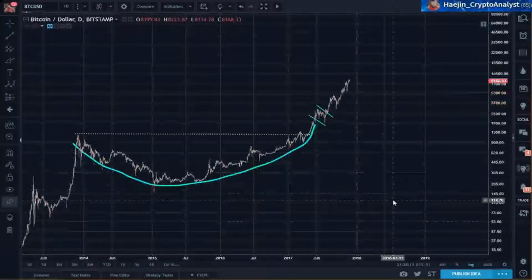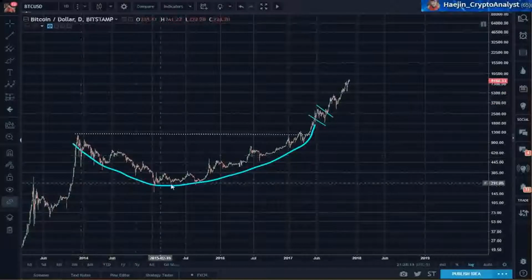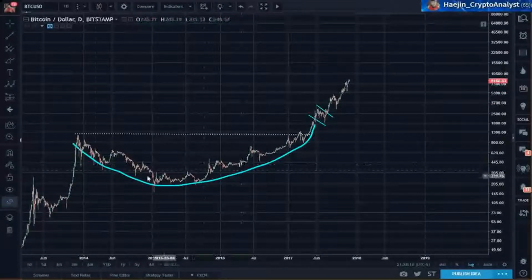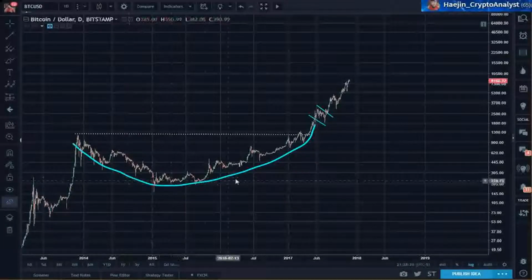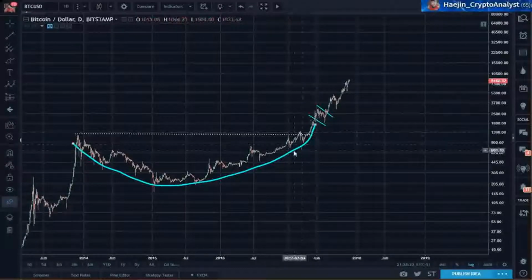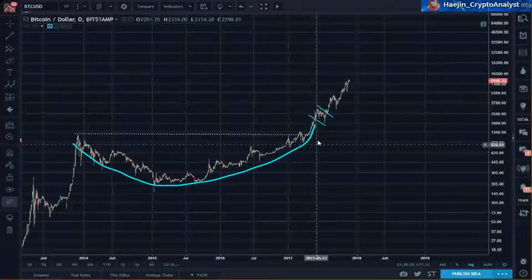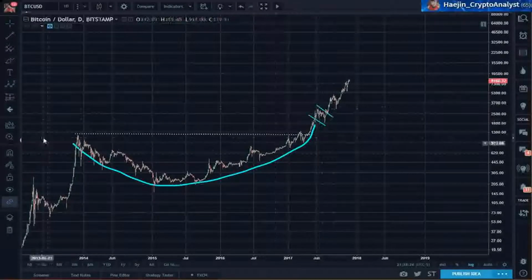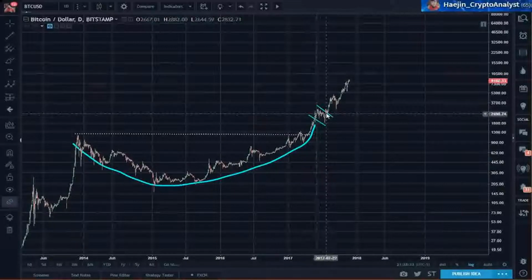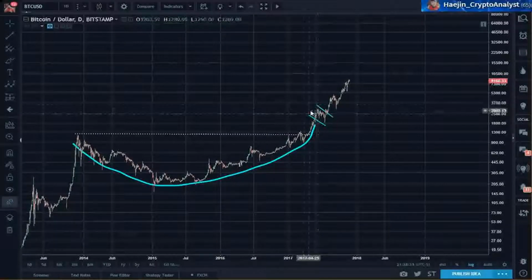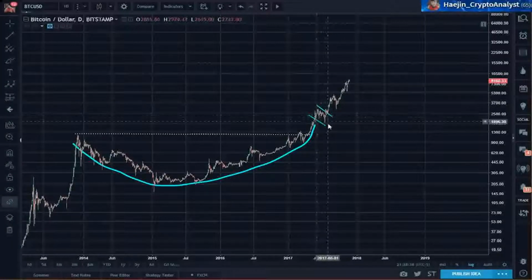What's significant about this rounding bottom, the bowl shape, is that it really serves as a launching pad, just like it did for the cup and handle. It serves as a launching pad. Ignition's lit. You can see the clouds coming off, ready to take off. And then it takes off.